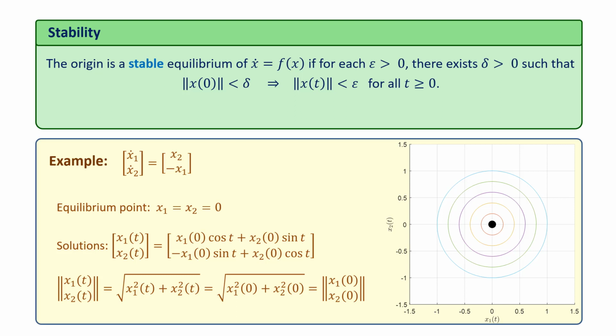Note that the origin is an equilibrium point. So if we start from the origin, we will stay at the origin forever. Let's now use the stability definition and show that the origin is stable.